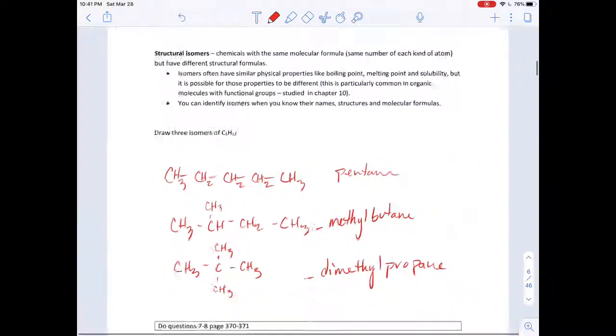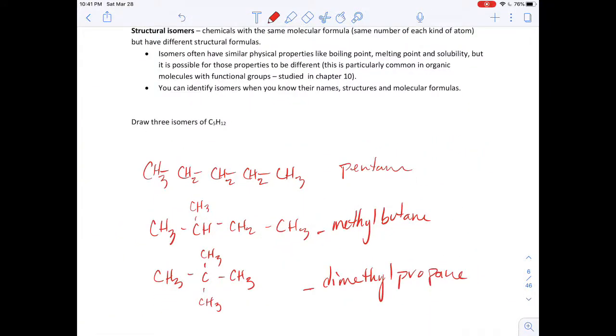So here are some examples of some structural isomers for C5H12.